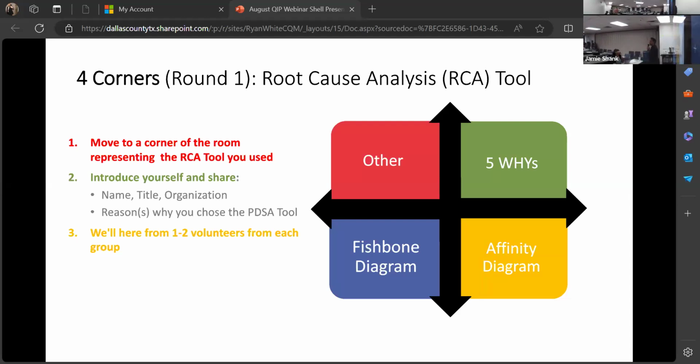Okay. If I could please have your attention, thank you so much. Time's up. Why don't we get started? So let's start with the group to my right, the affinity diagram. Do we have a speaker from the group? Sorry, Fishbone.